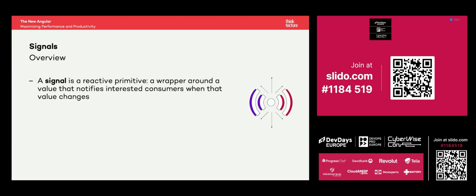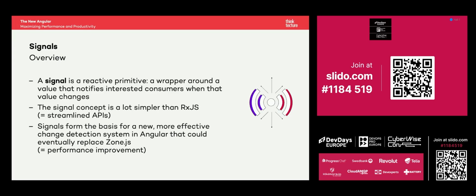So essentially, a signal is a reactive primitive, right? It's a wrapper around a value, and that can notify interested consumers whenever that value changes. It's basically like a behavior subject, if you're familiar with RxJS. But this entire concept is a lot simpler than RxJS because we don't have these tons of operators, right? But only a few key APIs that I want to show you on the next slide.